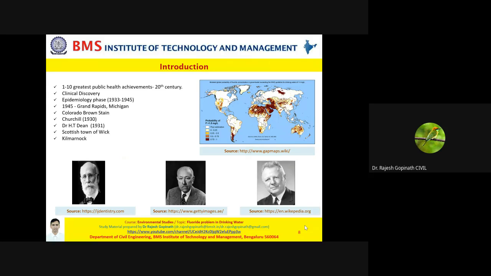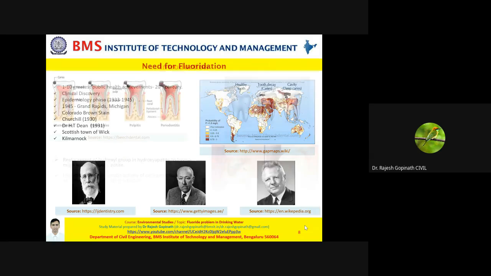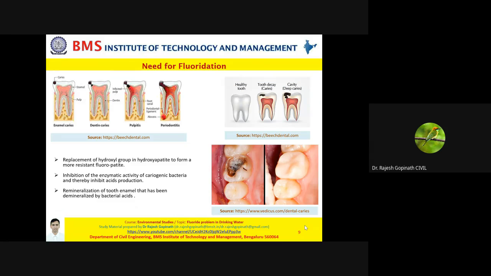So you can understand from this very slide that fluoride had a historical evolution from its discovery to its importance in water supply to the necessity of removing excess fluoride from water supply. Now let's move further. Why exactly do we need fluoride in the drinking water?